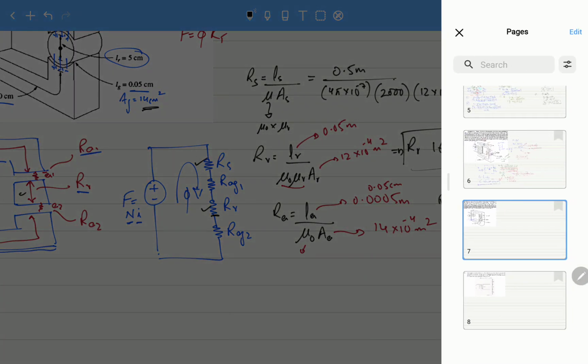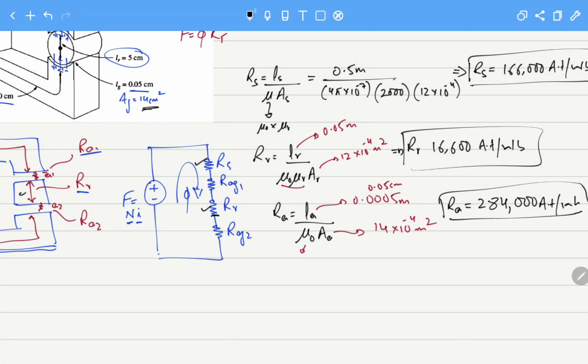Can you look at this? Can you appreciate the reality that such a small air gap, and this is for one air gap, we have two air gaps, and they will add, there will be two reluctances like this, and look at the reluctances of the core, such a long core, and there's a huge difference. That is because of the permeability.